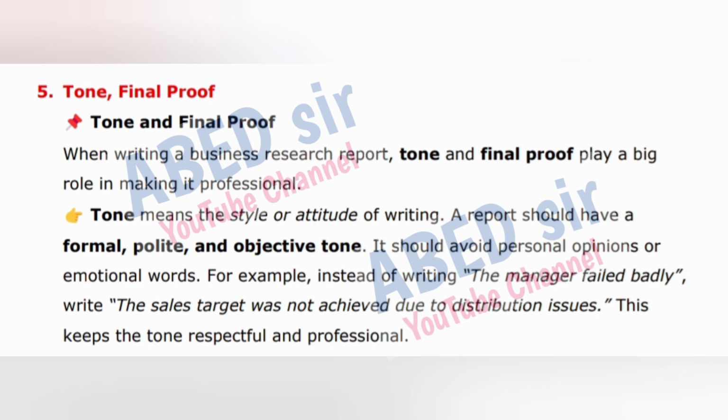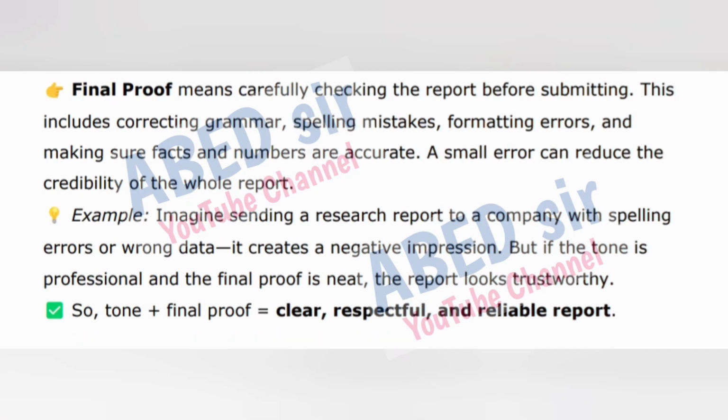For example, instead of writing "the manager failed badly," write "the sales target was not achieved due to distribution issues." This keeps the tone respectful and professional. Final proof means carefully checking the report before submitting. This includes correcting grammar, spelling mistakes, formatting errors, and making sure facts and numbers are accurate. A small error can reduce the credibility of the whole report.